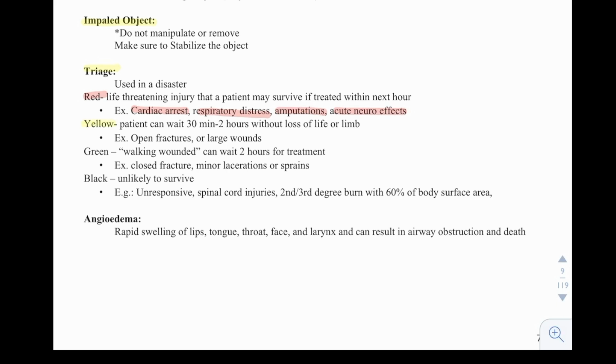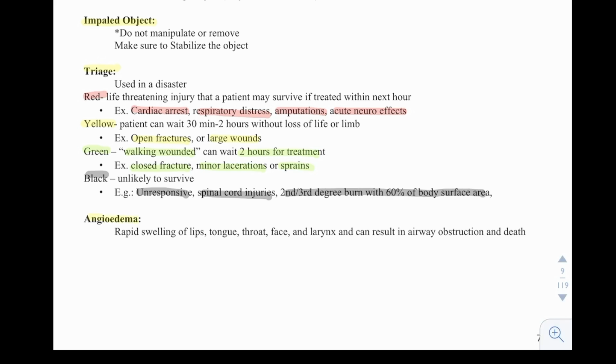Then we're going to talk about the yellow. So this is patients that can wait 30 minutes to 2 hours without loss of life or limb. So these are things like open fractures or large wounds. When we identify people as green, we call these the walking wounded. They can wait 2 hours for treatment. So these are things like closed fractures, minor lacerations, and sprains. And when we identify somebody as black, this is the unlikely to survive group. So these are going to be people that are unresponsive, have spinal cord injuries, 2nd and 3rd degree burns over 60% of their body.